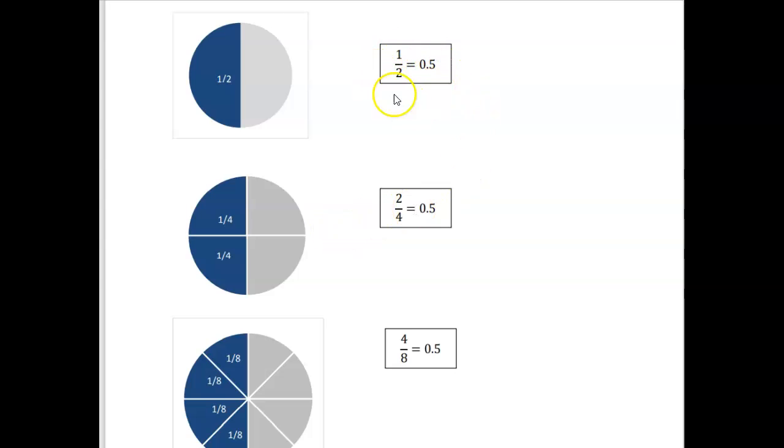It's the same as 0.5. So 0.5 are 5/10ths and 1/2 are the same. 2/4 and a half are the same because 2 is half of 4. Okay? 4/8 is the same as a half because 4 is half of 8. If you had 15/30ths, that's the same as a half because 15 is half of 30.